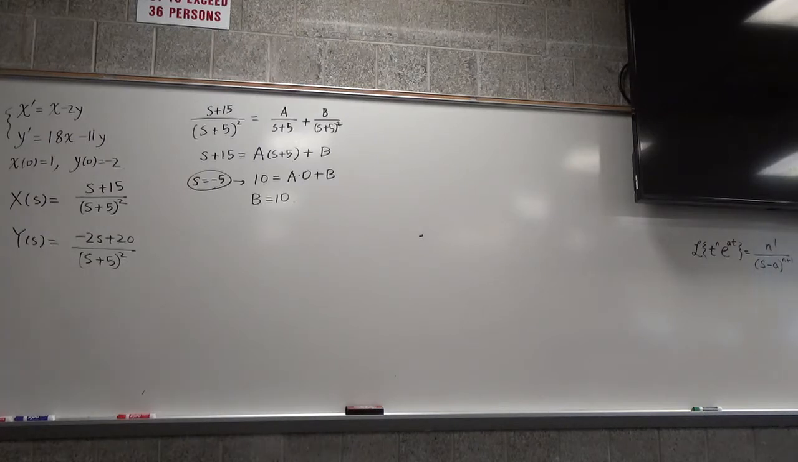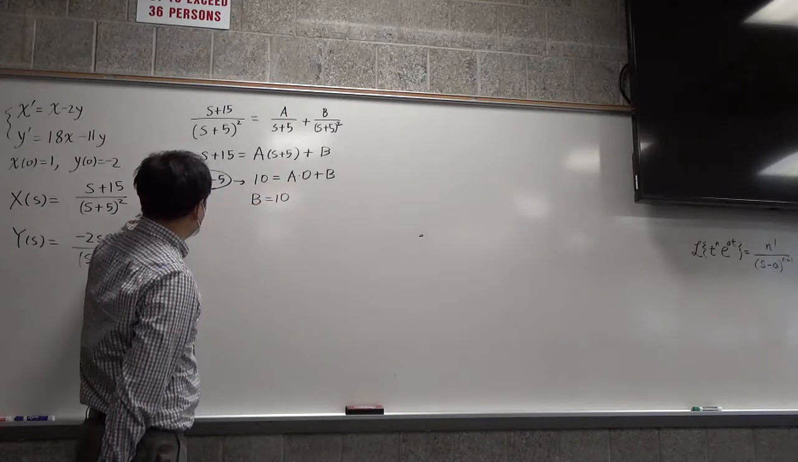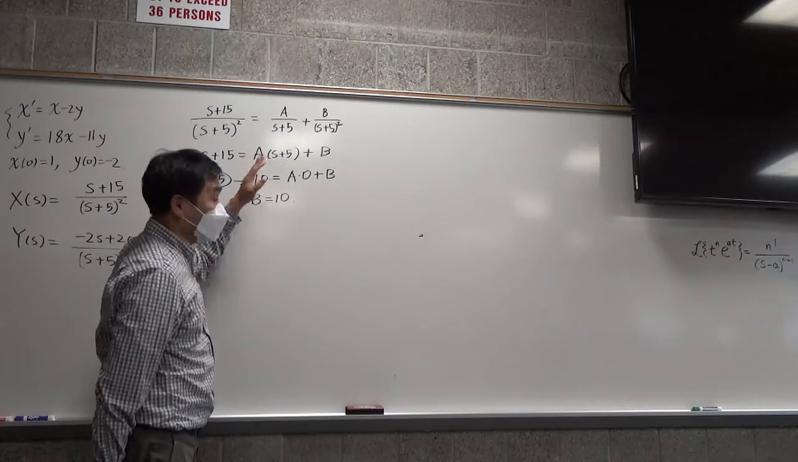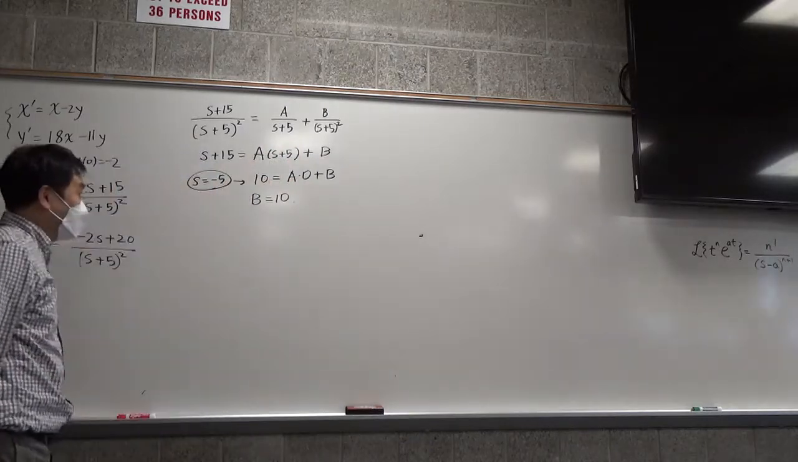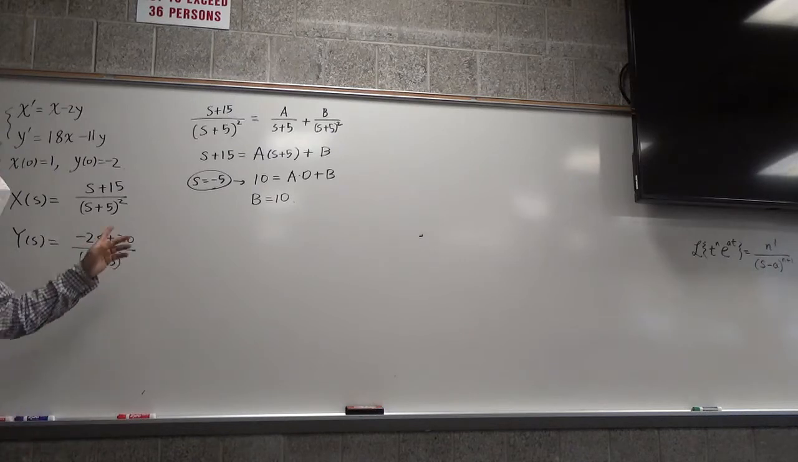s equals 0. That's one way. So you can plug in s equal to 0 on both sides, and then you get 15 on the left side, b is 10, and you have 5a. You can solve for a that way. Another possibility is to compare the highest order, which would be the easier way.